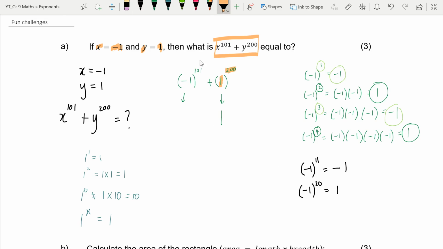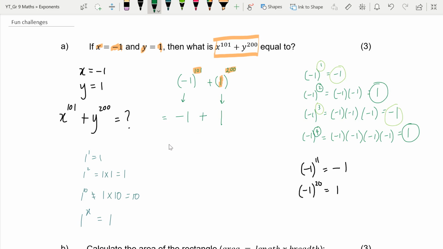So looking at this, 101 is an uneven exponent. So we will be able to evaluate that as a -1. Part of our pattern, the uneven exponents will have a -1, and then we need to add them.